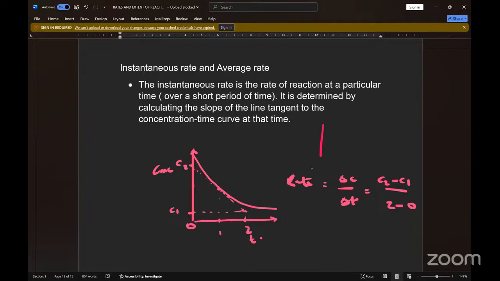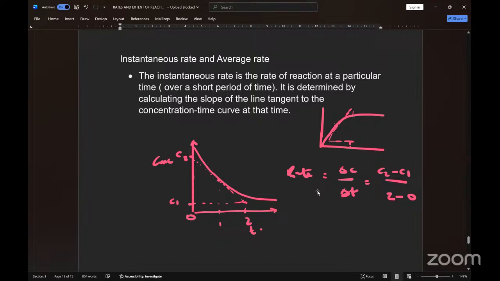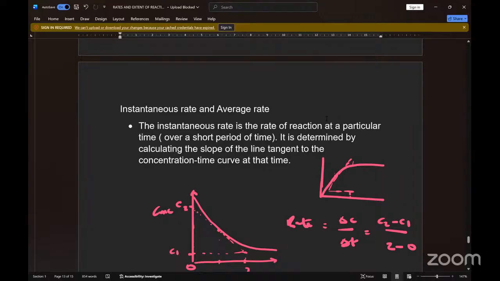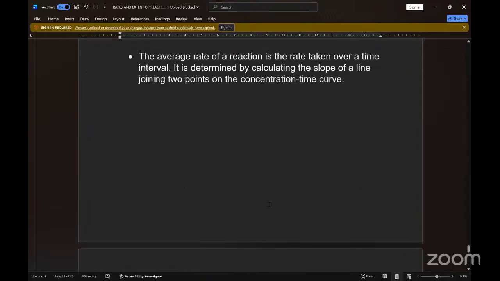If you are dealing with products, it's going to be like this. The instantaneous rate is also the same thing. You just draw something like that to meet it at the instant, and then you draw your triangle, and then you find it. This is mathematics. You should know what I'm talking about. So it is the rate at a particular instant where it touches that. So you draw a tangent to that one.